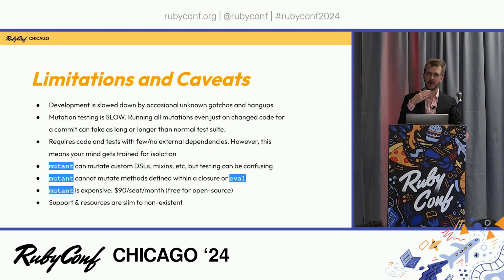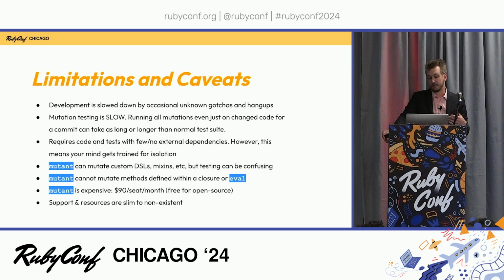Another thing is that it's slow. So you notice that it's running the same test suite a lot of different times for each mutation. And even if you do this just for the code that you change in a certain commit, which is how you should configure it, and it has options for that, it can take just as long or longer than your normal test suite. So it's a slower process that definitely takes up cycles. And it requires code and tests with few or no external dependencies. This is okay though, because it kind of trains your mind for isolation.